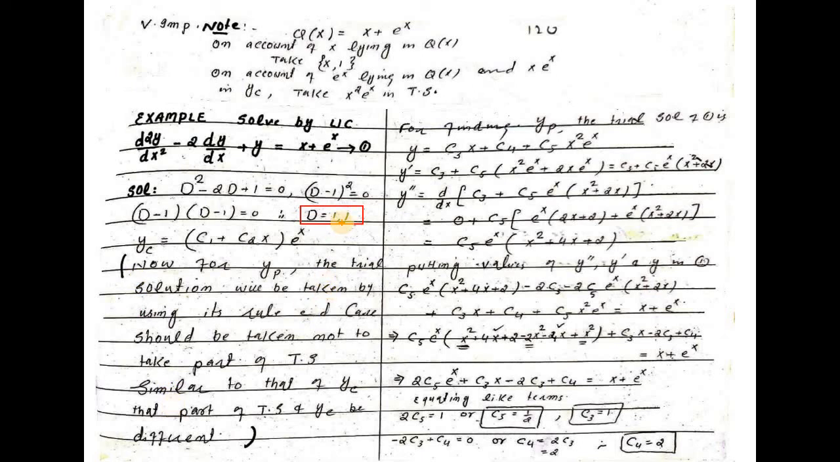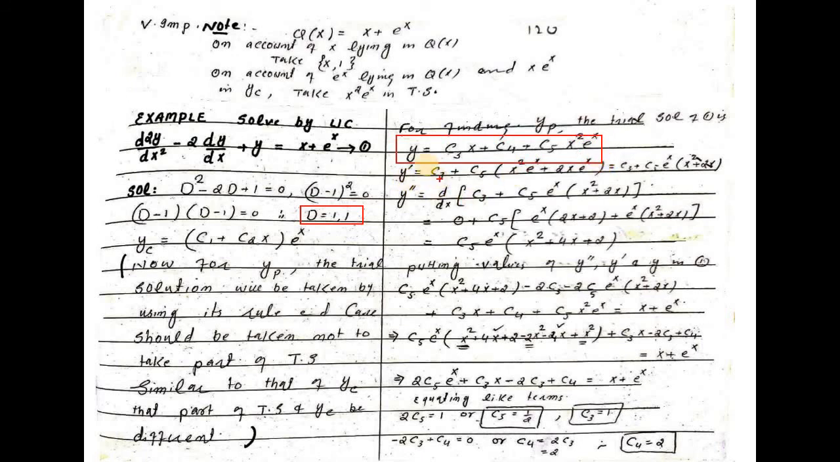Here we have a double root. 1 is the double root of the auxiliary equation. This is the complementary function. E power x is here. Similarly, e power x is here. So we have to generalize this right hand side for the trial solution. This x will become c3x plus c4. This e power x, on account of c1 e power x, c2x e power x, will become c5 x square e power x. So this is our trial solution, which we have already discussed.